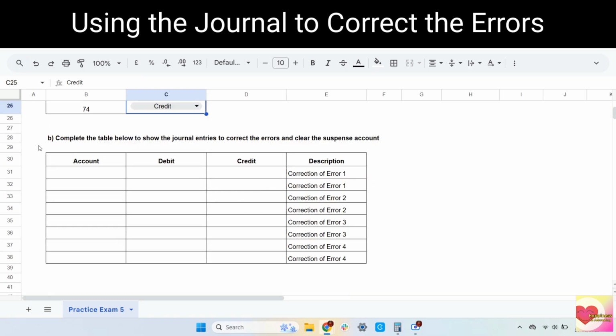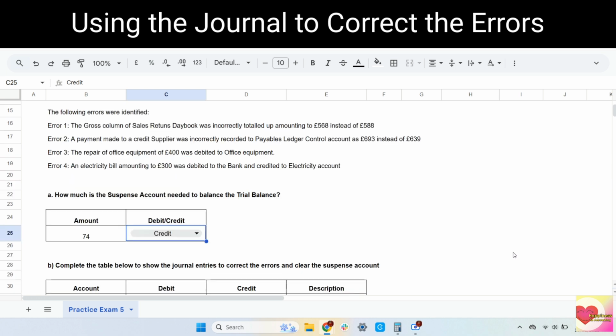Next, letter B, complete the table below to show the journal entries to correct the errors and clear the suspense account. So each error has 2 lines that we need to fill in. Now let's go through the errors one by one. We'll follow the 3 steps that I have discussed in my previous video in the description down below.